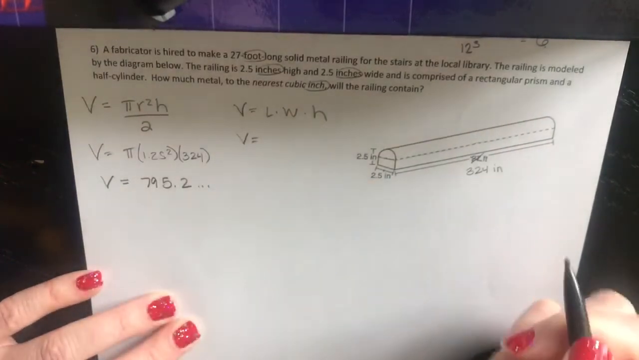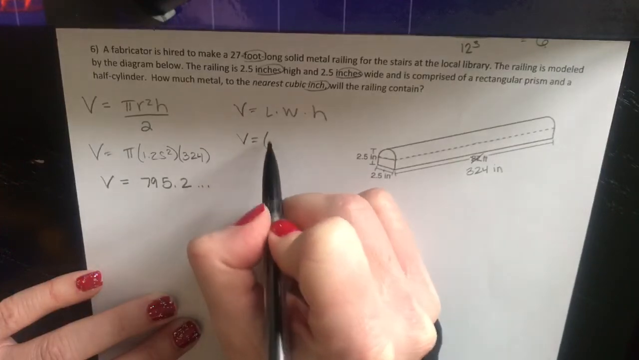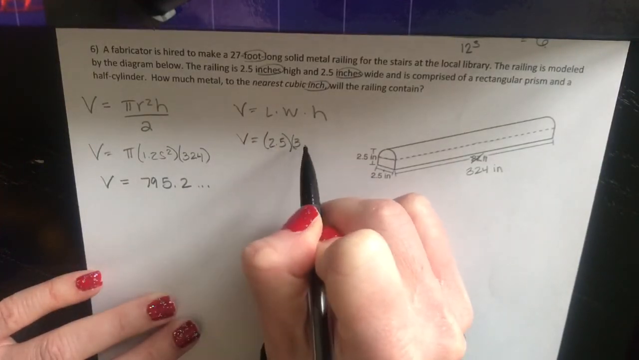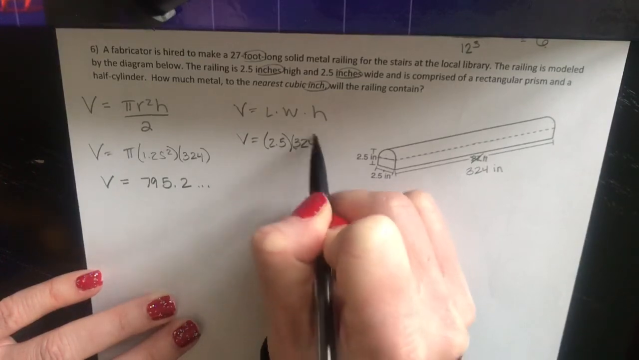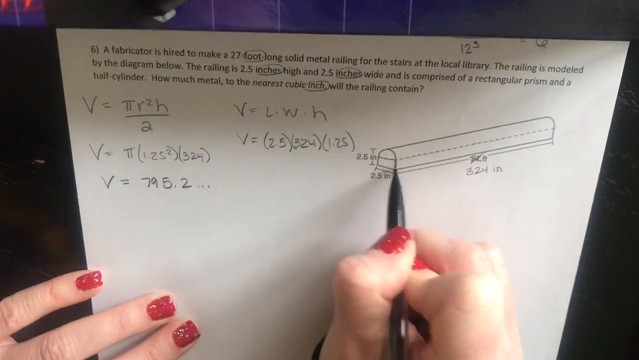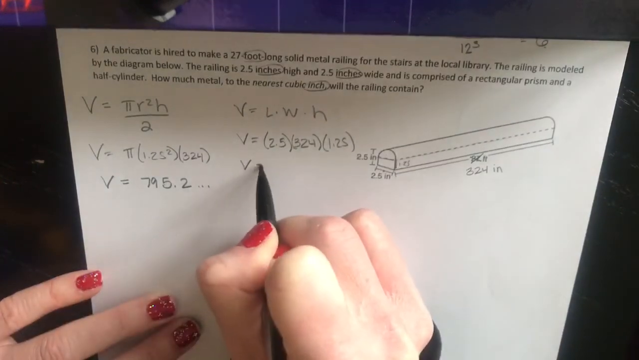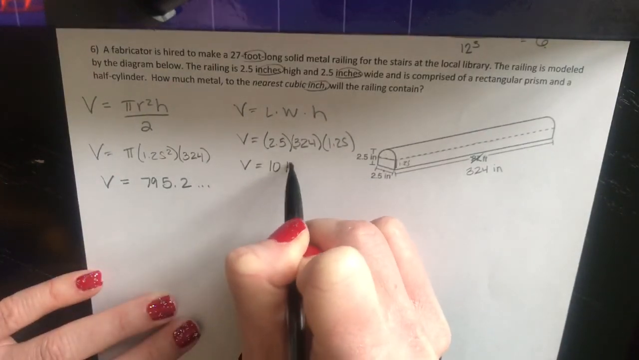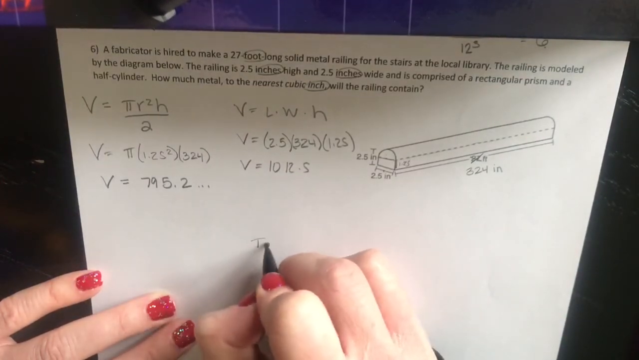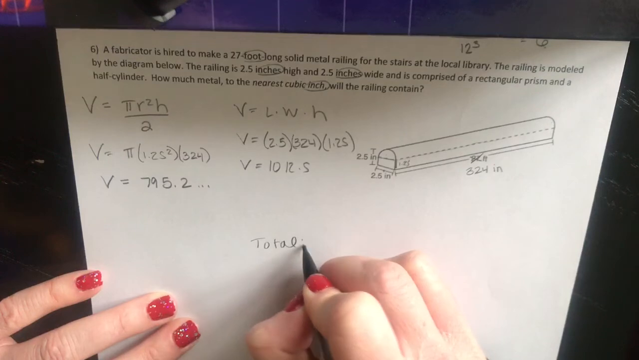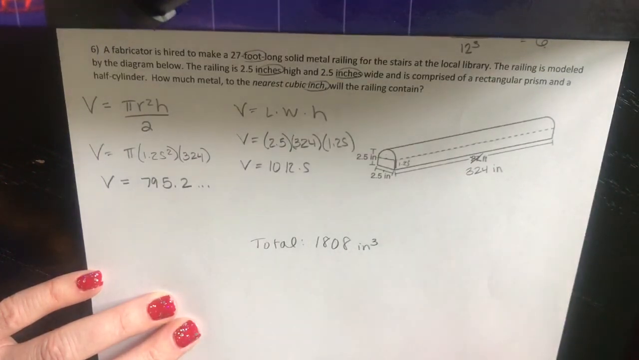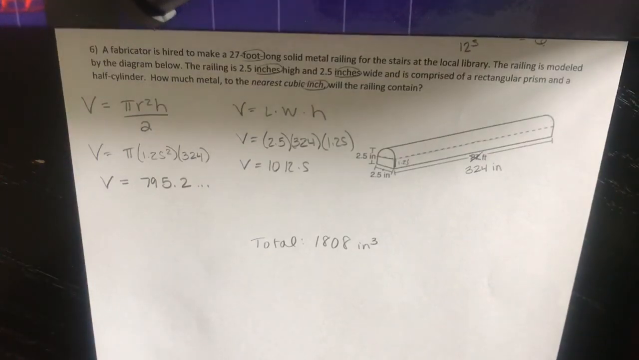Then I'm going to do the rectangular prism. Length 2.5, width 324, or height, you could use that as height, and then that 1.25, because it's going to be this little section right here, 1.25. So the volume is 1,012.5, and then of course we want a total, so we add them together and we round appropriately, and we get 1,808 inches cubed. That is all, guys. Thank you.